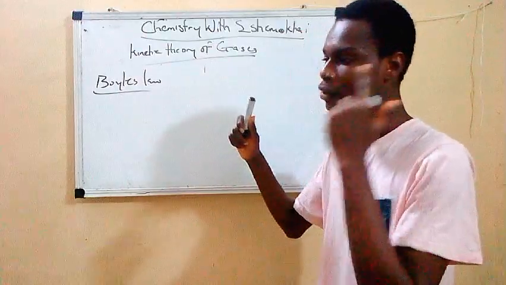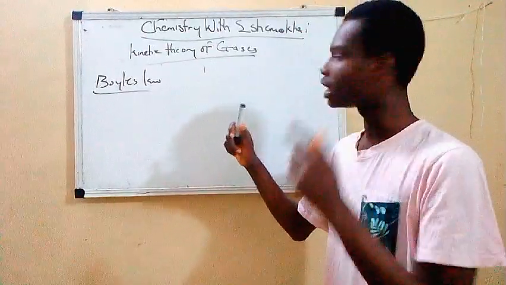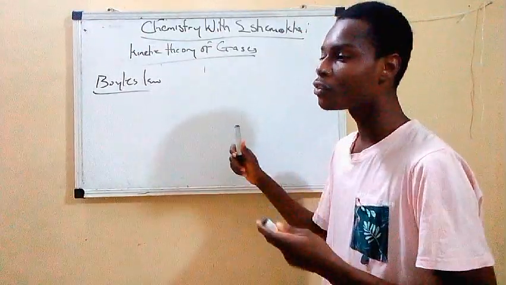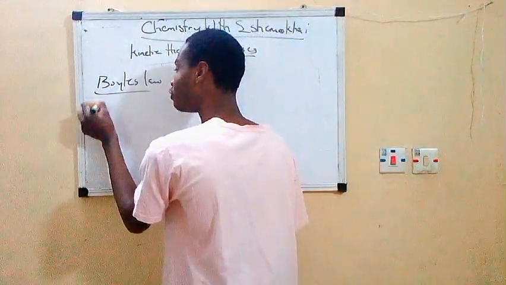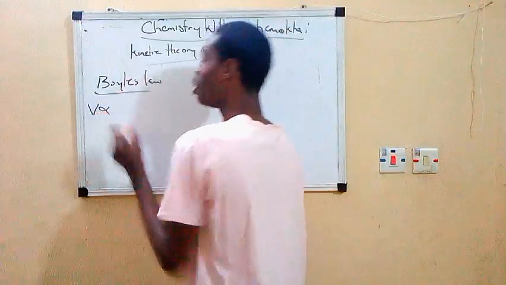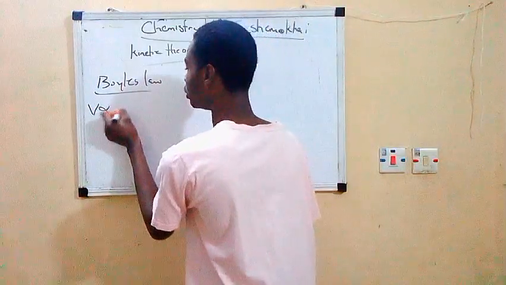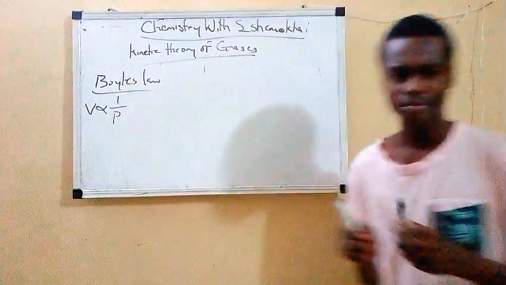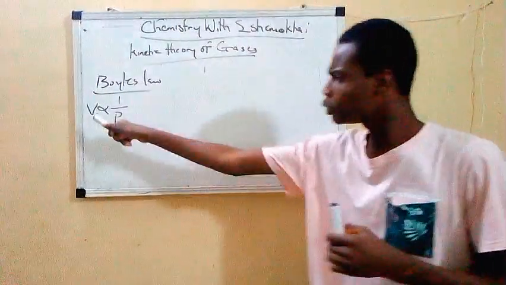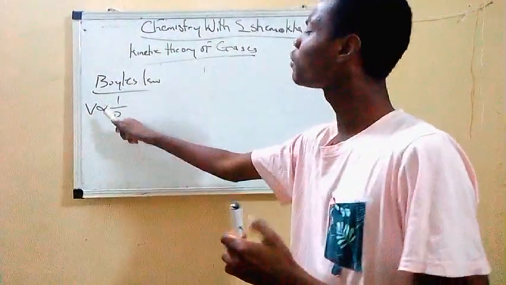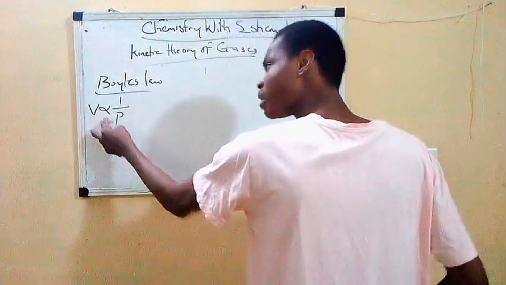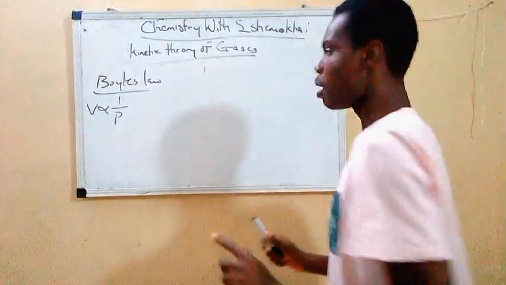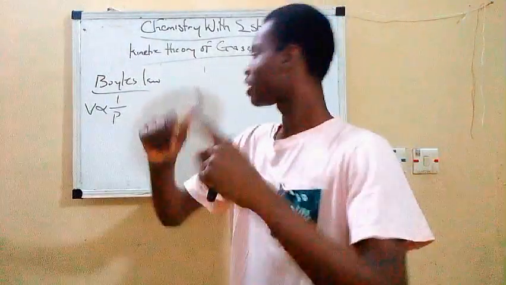Listen to that definition. With the definition, you will understand something. It said the volume of a given mass of gas is inversely proportional to its pressure. So the volume of a given mass of gas, V, is inversely proportional to what? P. Are you getting something now? It says the volume of a given mass of gas is inversely proportional. Now, volume is inversely proportional to P, provided our temperature remains constant.